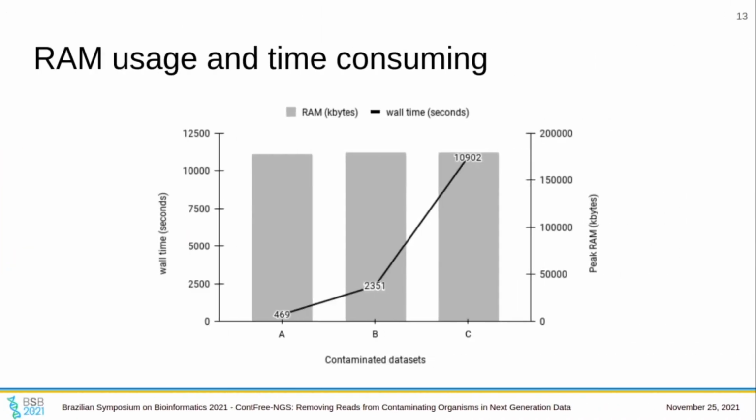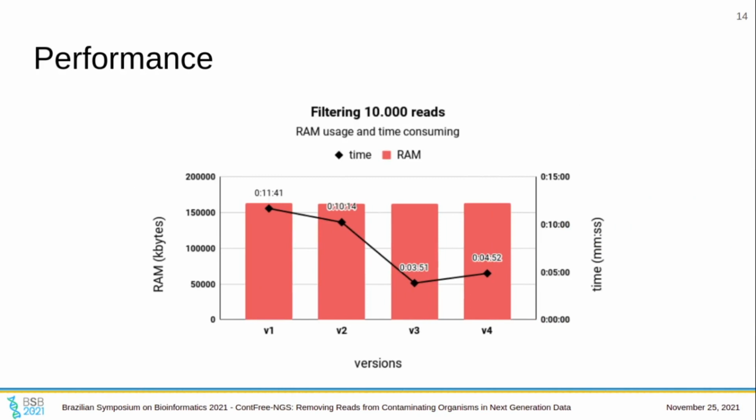And that is the resource usage and time consumption of ContFree-NGS. As you can see here, the wall time scales fast with the number of reads, but the memory is constant. And as I mentioned earlier, ContFree-NGS is the first software that I developed, so I tested various ways to do this process faster. And here you can see the comparison of versions 1, 2, 3, and 4.